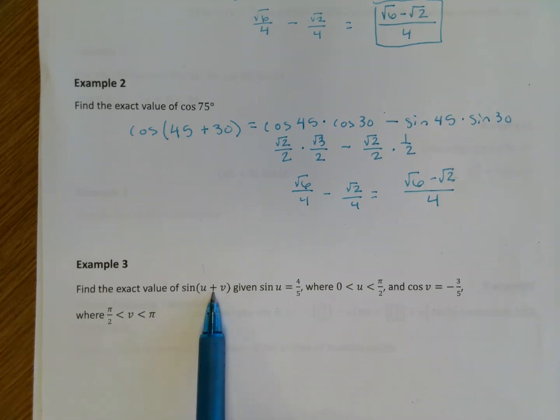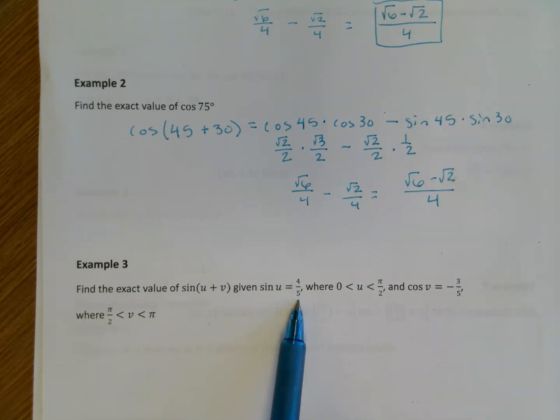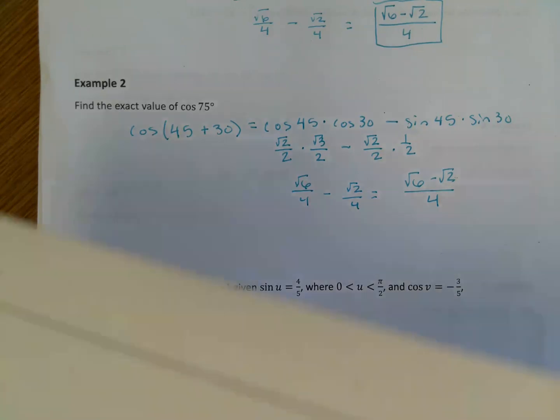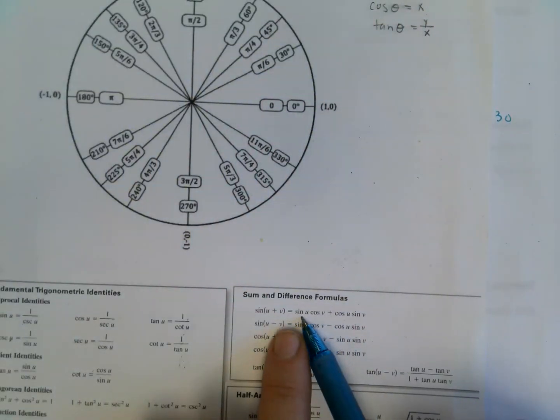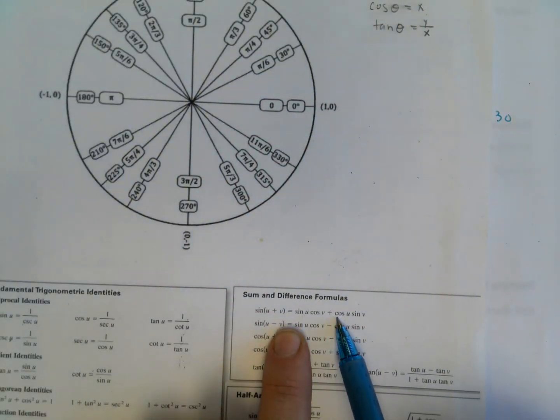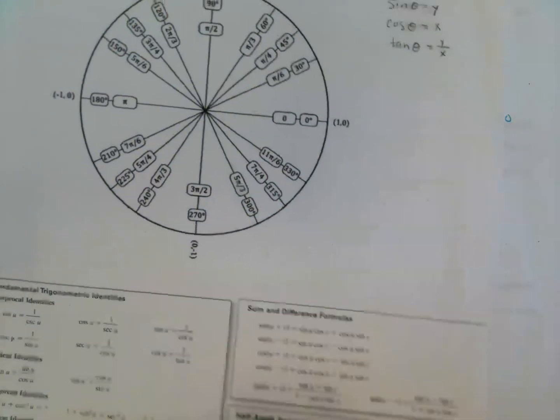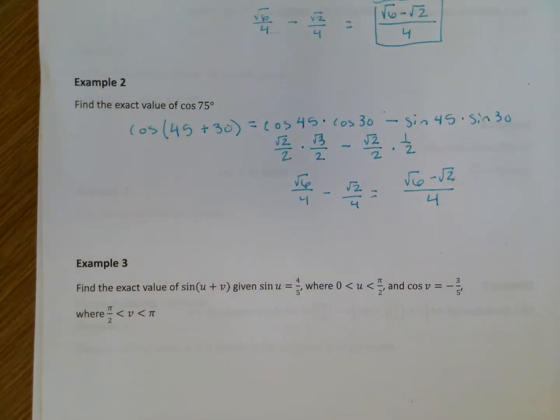Find the value of u plus v when we know sine u is 4 over 5 and cosine of v is negative 3 over 5. So if we're looking at this sine value, you're going to need the sine of u and cosine u. You need the cosine v and sine v. So we're going to set up two different right triangles for this.